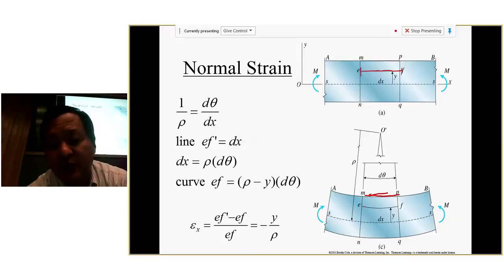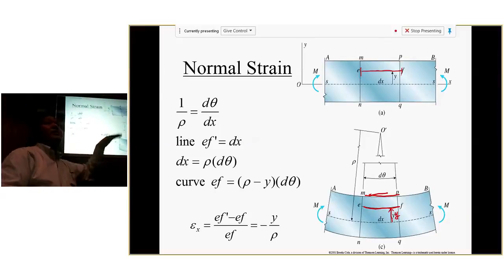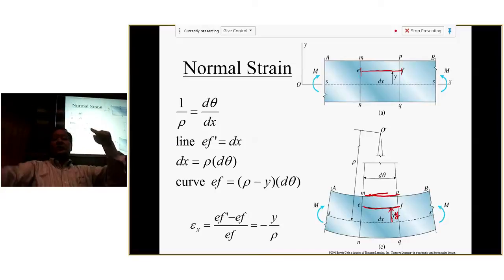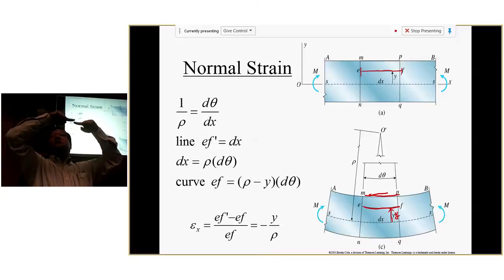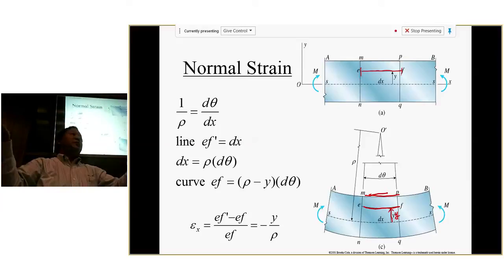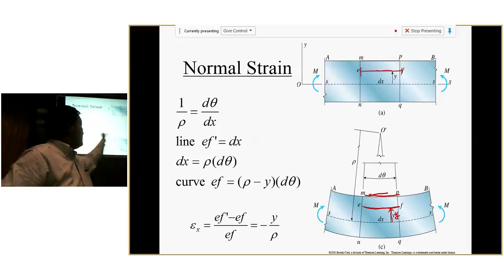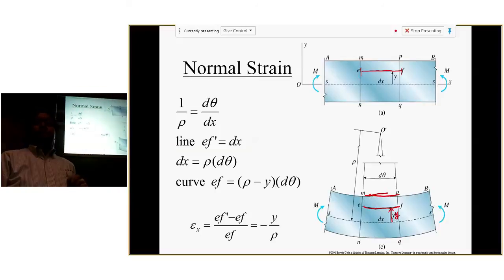For any arbitrary location, like I show here, this point here, the location is y from the neutral axis. Because the neutral axis, that's where I know there's no deformation. It's initially a straight line, it just curves. There's no stretch or compression. They remain the same. That's why we call it neutral axis, right? So the neutral axis is that's the SS curve there. All right. Now let's say a location at distance y from the neutral axis.